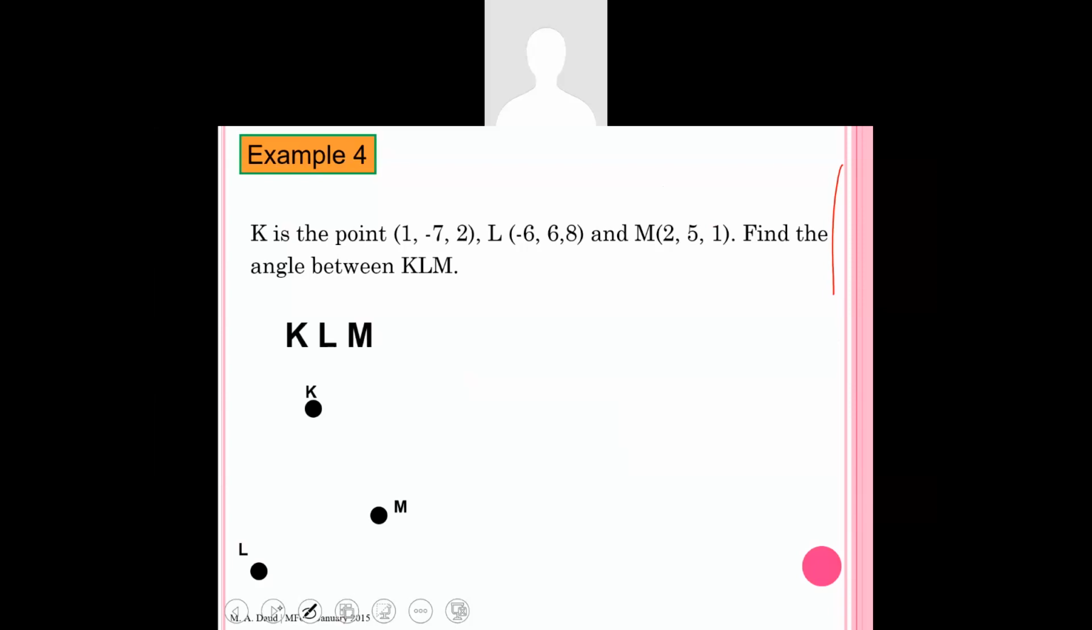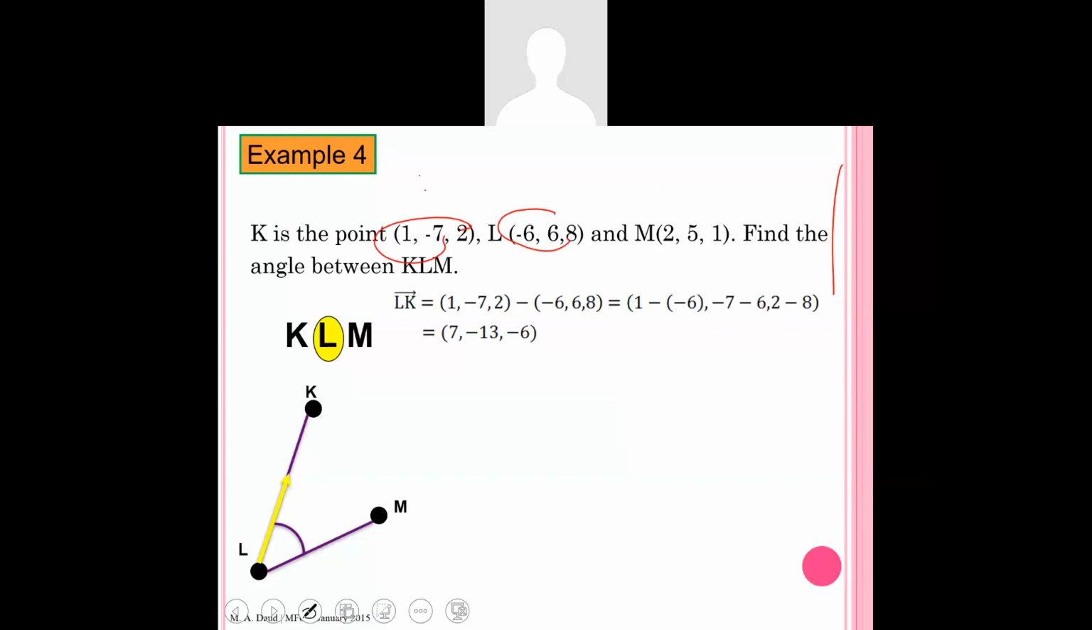Okay, so we're looking for the angle between K, L, and M. That means this is the angle that we are looking for, KLM, right? So to look for the angle KLM, we should know the vector of LK. Since we know the position vectors or the points of K and L, we can find what OK is and what OL is. So from here, we can get LK.